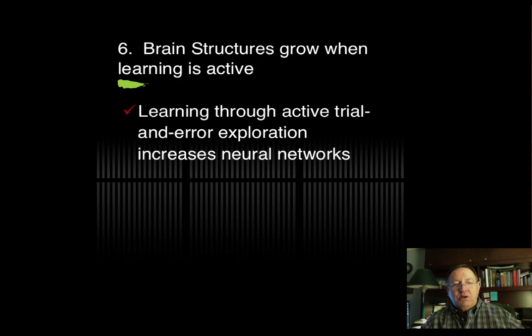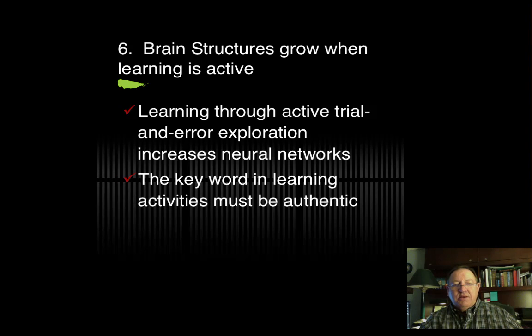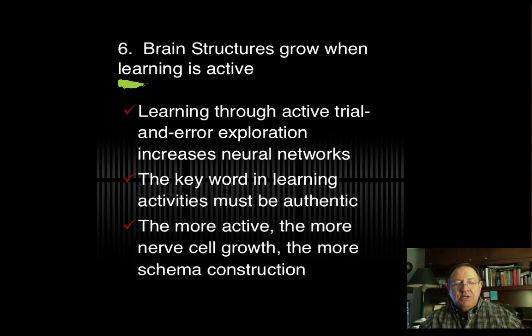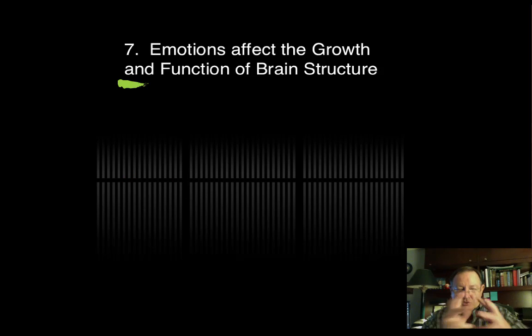Brain structures grow only when learning is active, through trial and error exploration. Now, when they see how whatever it is they're learning applies to real life, it helps to make a better connection with that process. So the more active we are, the more nerve cell growth and the more schema construction, those strings of neurons going together.